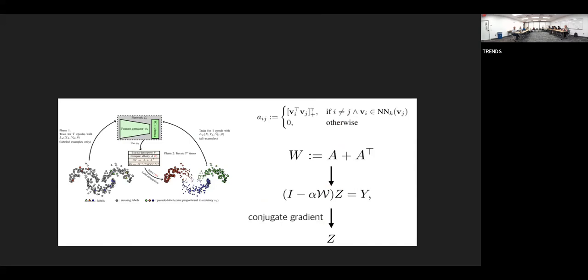In this algorithm, we start with creating the nearest neighbor graph. So given a network, we define the data, we construct the descriptor set. And then we create the adjacency matrix here, and then we use the conjugate gradient to solve the linear equation to estimate the Z, which is going to be used for our pseudo labels.